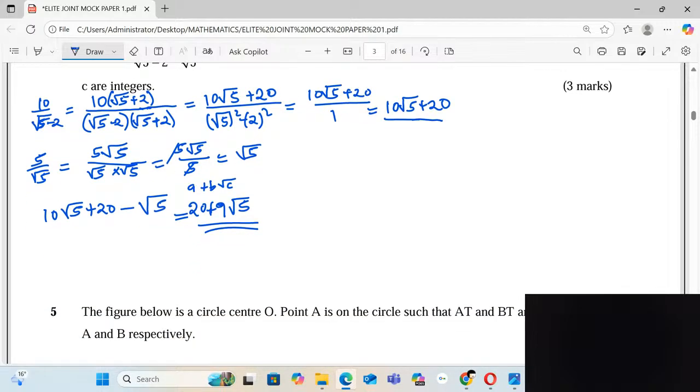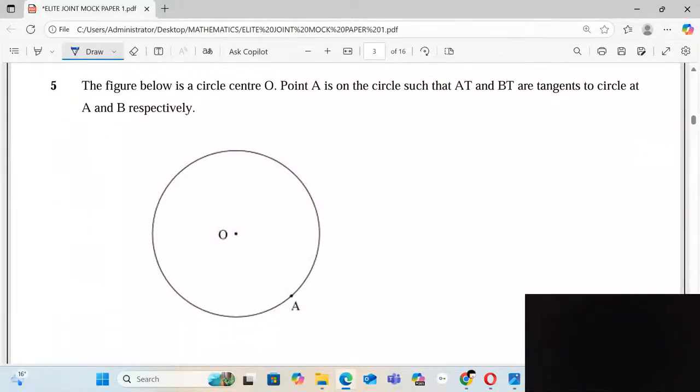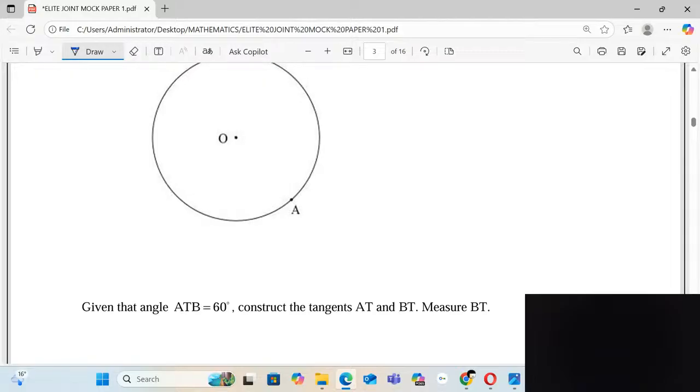So we can move to question number 5. The figure below is a circle center O. Point A is on the circle such that AT and BT are tangents to the circle at A and B respectively. Given that angle ATB is 60, construct the tangents AT and BT. Then you measure BT. You get 4 marks for that.